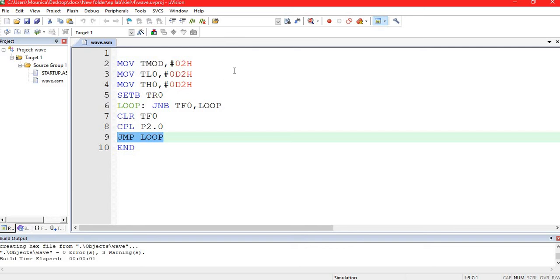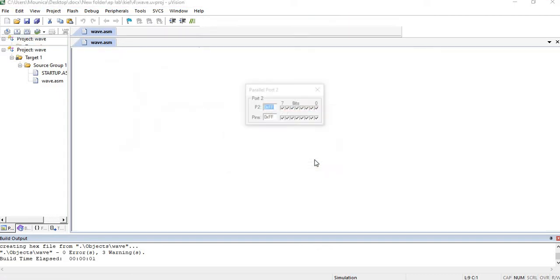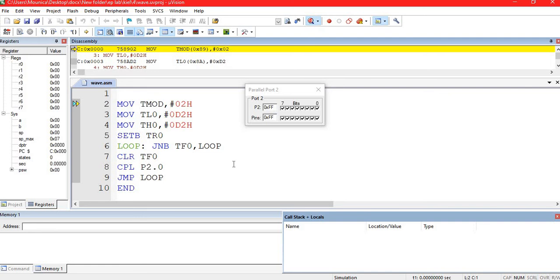To debug the code, just press Ctrl plus F5 or the debug icon which is present on the toolbar and click on OK. This is how the debugging space looks. You can take a look at the status of the registers we have been using in the code in the call stack plus local space.